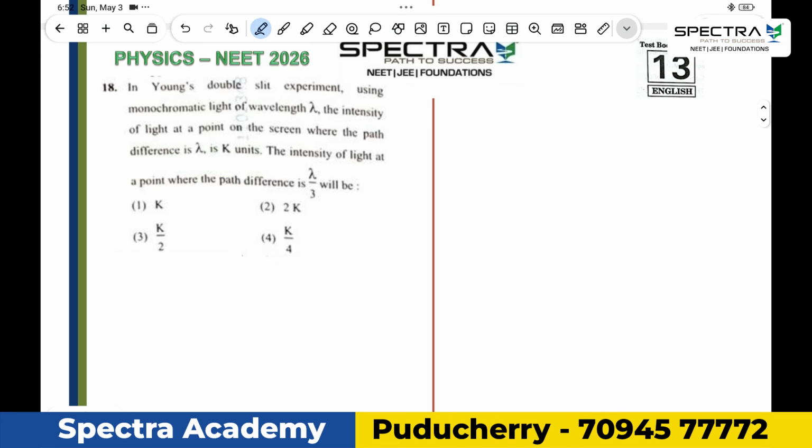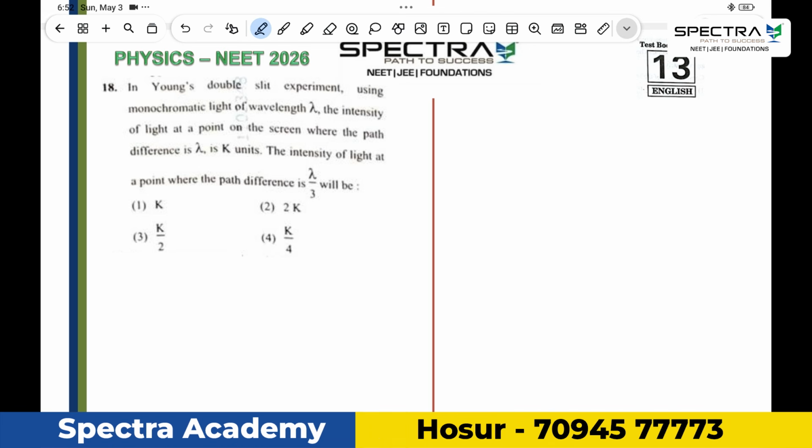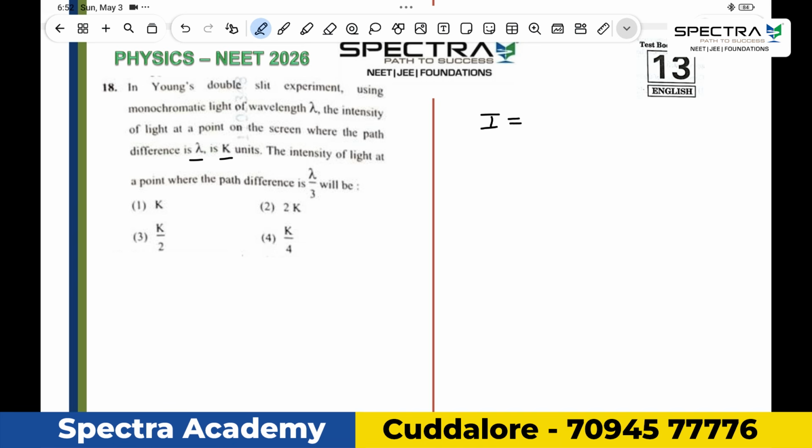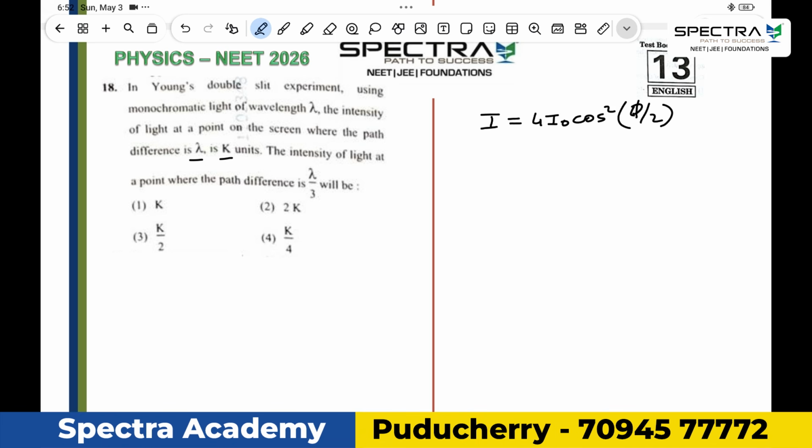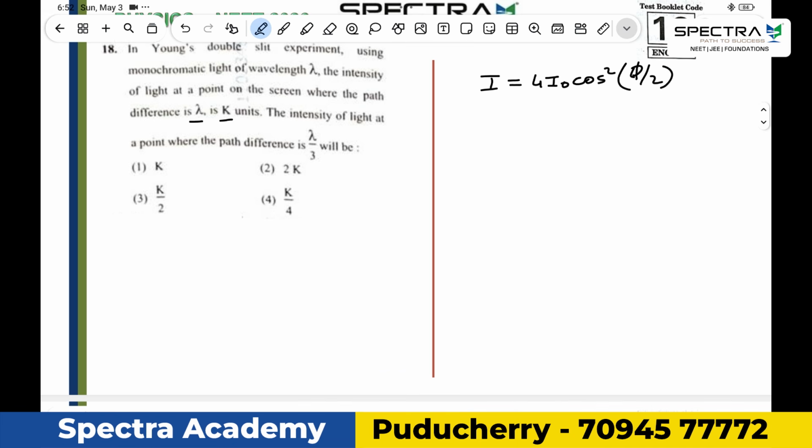Now question number 18. In Young's double slit experiment, using monochromatic light of wavelength lambda, the intensity of light at a point on the screen where path difference is lambda is k. The intensity of light at a point where the path difference is lambda by 3. You know the equation for intensity is I is equal to 4 I naught cos square phi by 2, and the path difference is given as lambda.